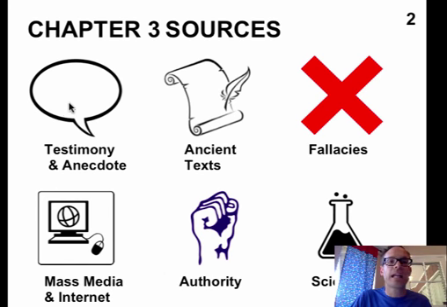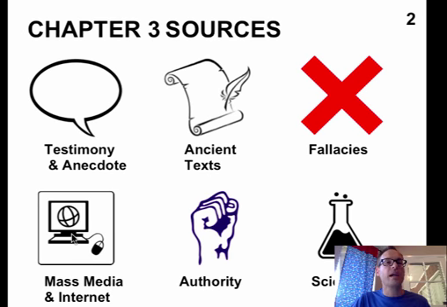We have testimony and anecdote, which we've already talked about previously. We have ancient texts. There are going to be some rules involving ancient texts and how to think about them. Then we will have a section on fallacies. You haven't heard that term yet, most likely. It's just a fancy name for doing something wrong. A fallacy is an error in thinking that comes up so much that it actually has a name. That'll make more sense in a minute.